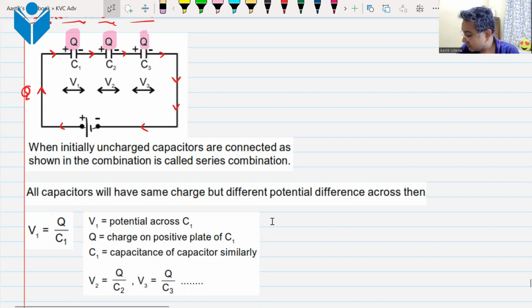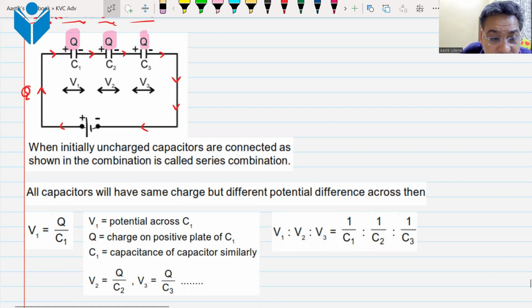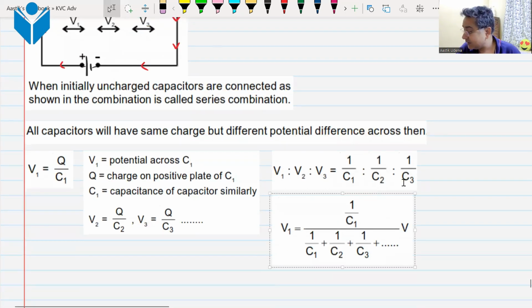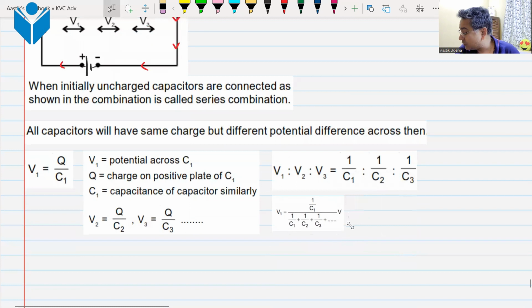We can also write this in this way: V1 is to V2 is to V3. That means the potential difference across the capacitors will be in inverse ratio. Do we understand this? Yes, sir. Everyone is able to understand this? Okay, now remember, the number of ways in which you can remember all these things, the better it is going to be for you.